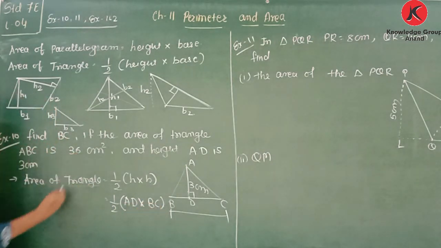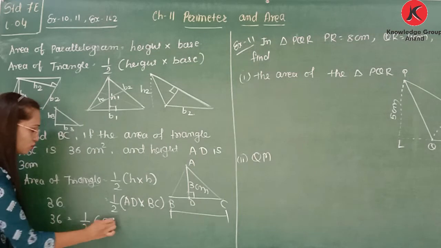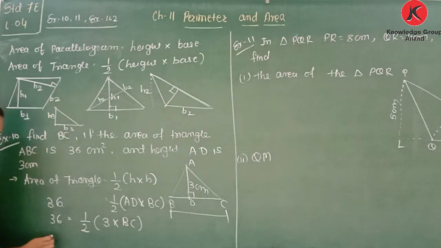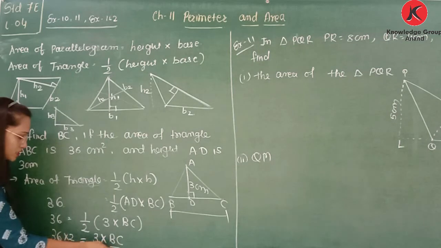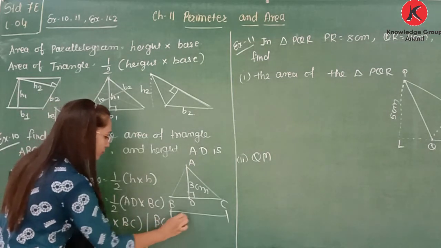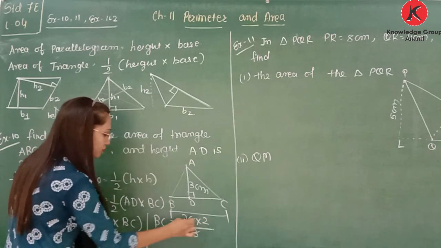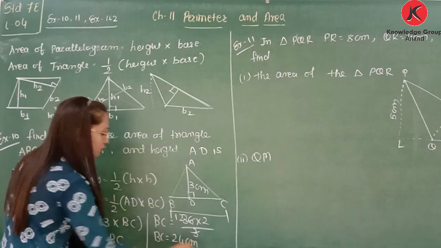Area of triangle is given 36, so we can write here 36. So 36 is equal to 1 by 2, height is given 3, we need to find BC. Take 2 and multiply, so 36 multiplied by 2 is equal to 3 multiplied by BC. Now we need to find BC, so take 3 and divide. 36 multiplied by 2 divided by 3. So BC is equal to 24 cm.